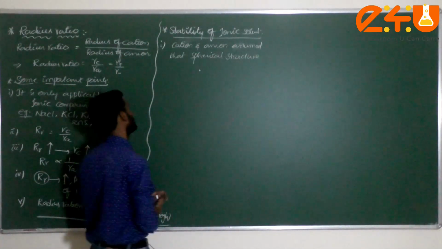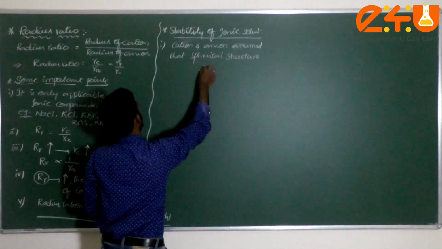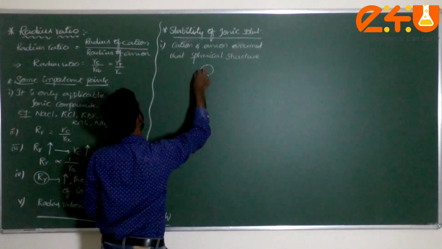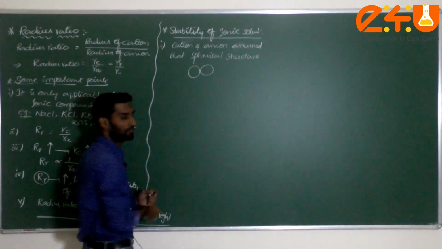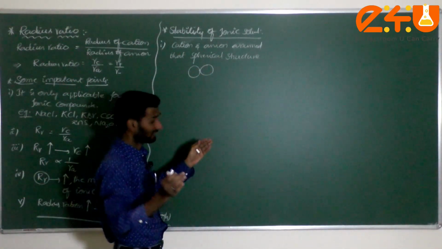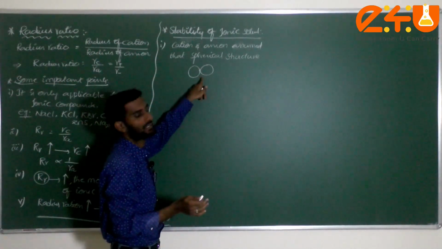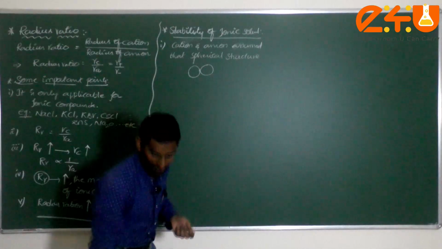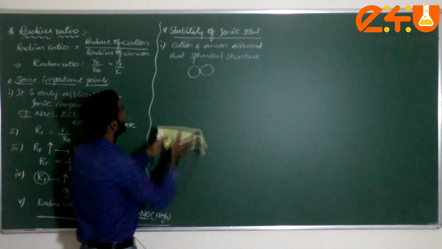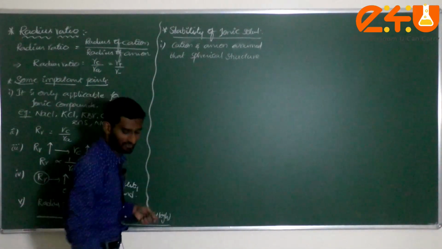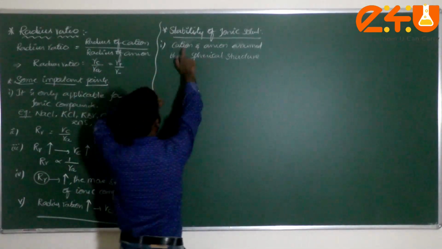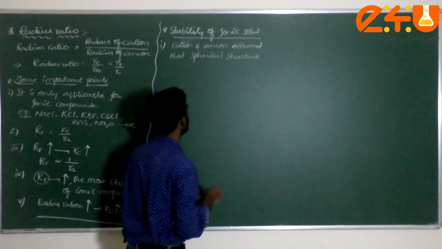The size of the cation, how much? Obviously we know the size of the anion will be much larger, am I correct or not? That means the number of atoms touching should be very few. Generally, what we are going to study here is the stability of the ionic cation and anion, assumed to be a spherical structure.